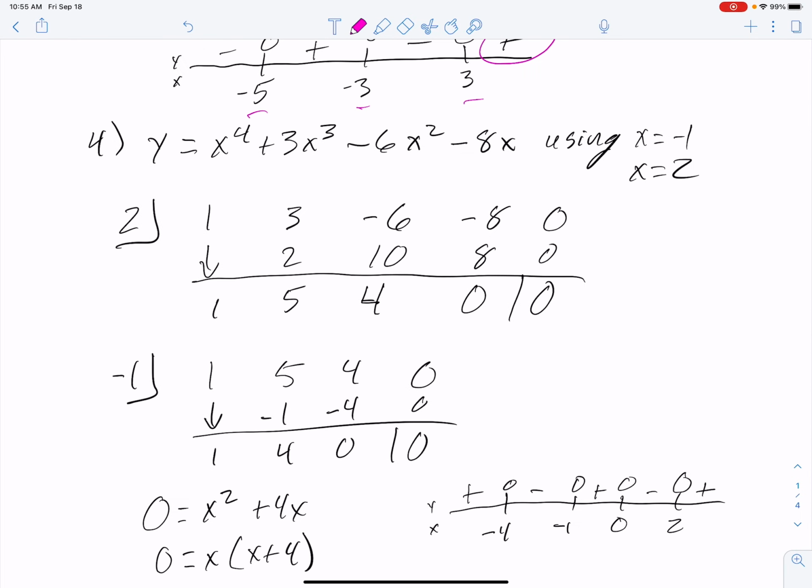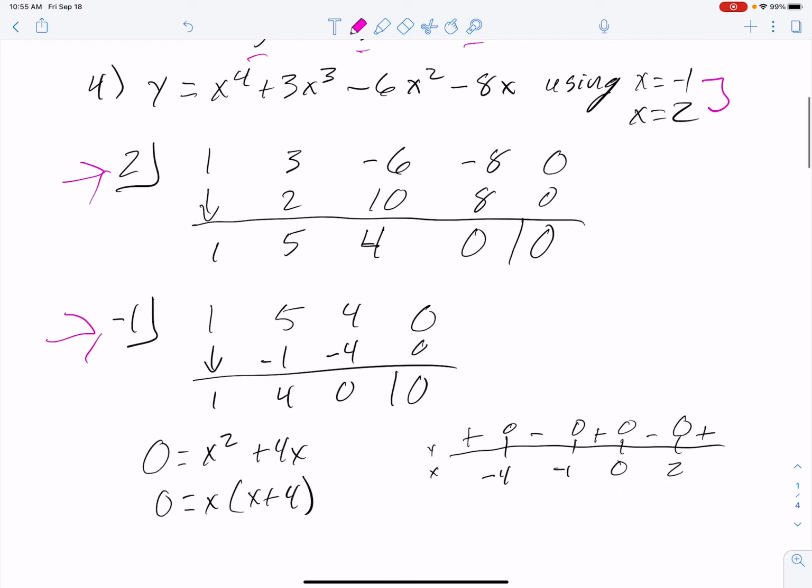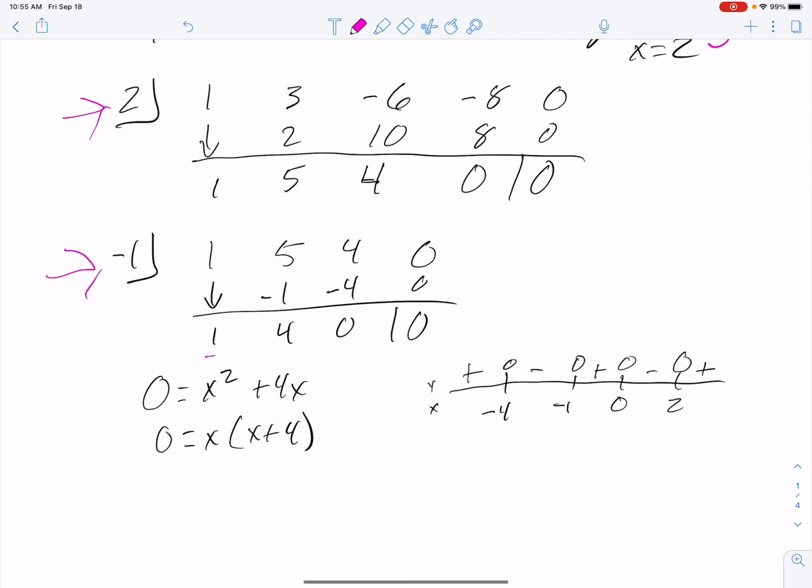Number 4, I gave you 2 zeros to begin with. Since I gave you them as zeros, I don't have to change the sign when I do my synthetic division. By the time I finish my second synthetic division, I end up with x squared plus 4x, no constant since that term was 0. So that's a pretty straightforward value to factor.